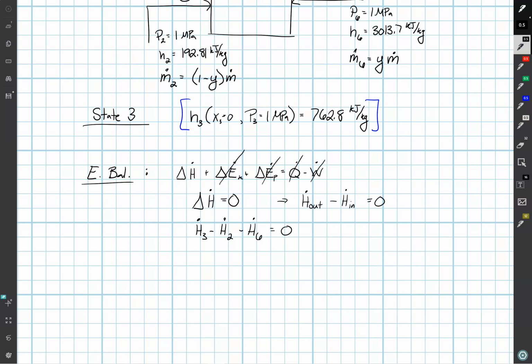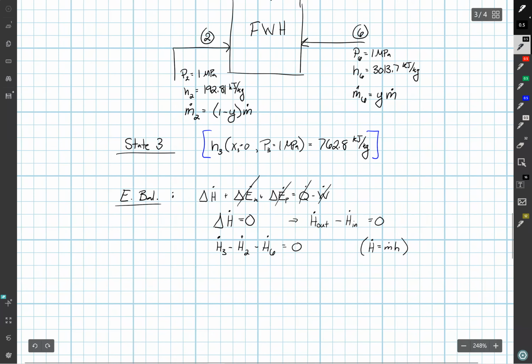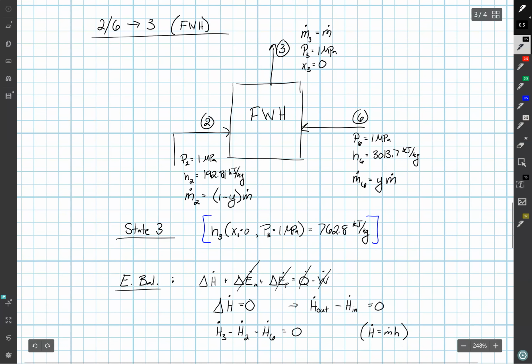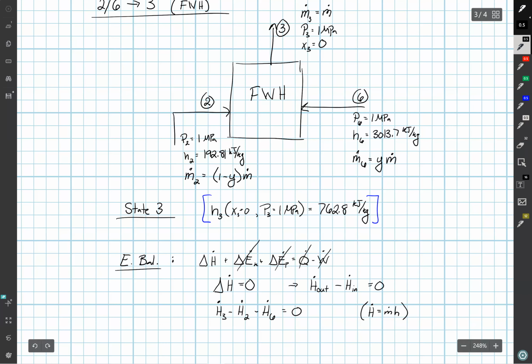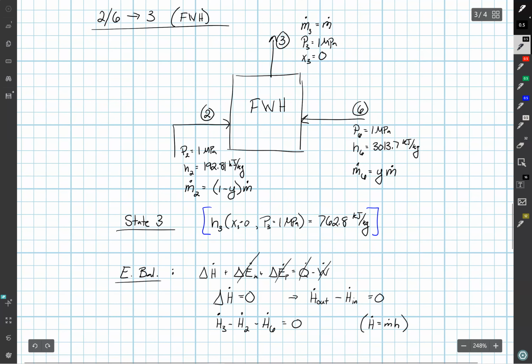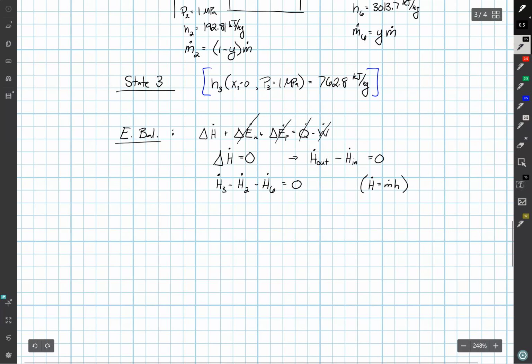We can break these apart. H dot equals M dot little h. So we can break all of these capital H dots apart into the mass flow rate and their enthalpy. So for example, H3 is M dot 3 times little h3. So this is M dot 3. If we go back up, that was just M dot. So this is M dot times h3, which is 762.8.